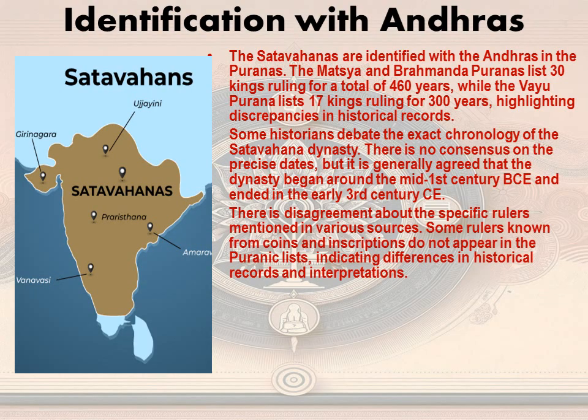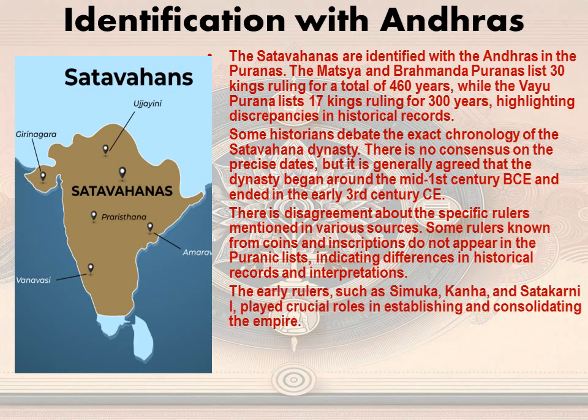There is a disagreement about the specific rulers mentioned in various sources. Some rulers known from coins and inscriptions do not appear in the Puranic list. So some of the rulers whose material evidence is available do not feature in the Puranic literature, indicating differences in historical records and interpretations. So there is a conflict between the material sources available and the historical records and interpretations.